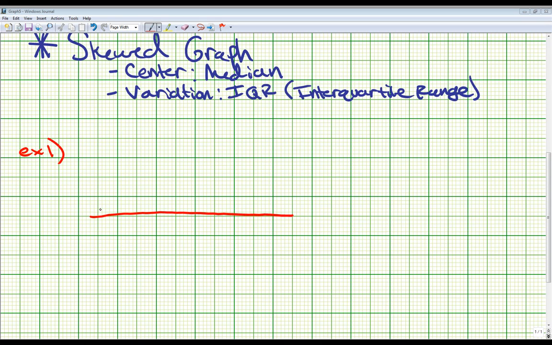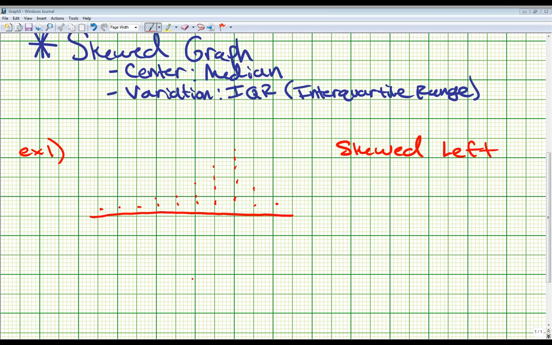Okay, so we've got a gentle rise, something like that, and then it kind of drops off like that. So this is skewed to the left because our tail is on the left. But it really doesn't matter which way it's skewed to.